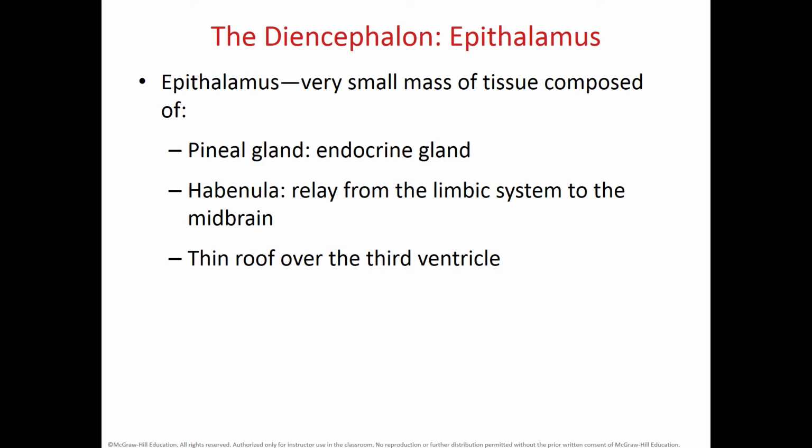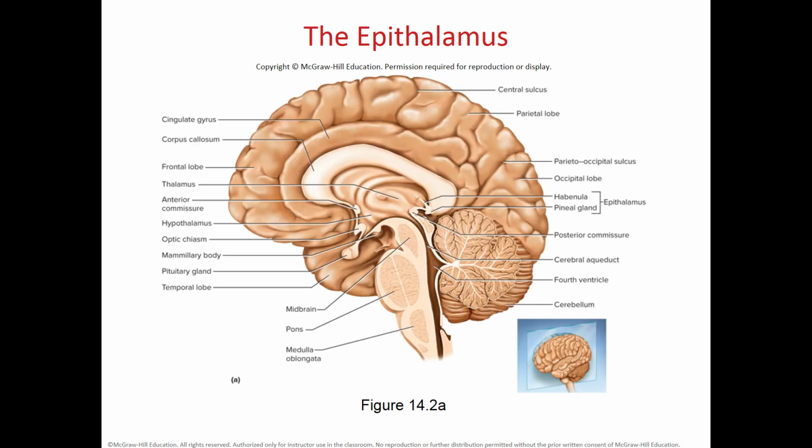The epithalamus is a very small part of the diencephalon, and is composed of the pineal gland, which is part of the endocrine system. It also has a structure that's called the habenula. This will relay the information from the limbic system into the midbrain, and is located over the roof of the third ventricle.